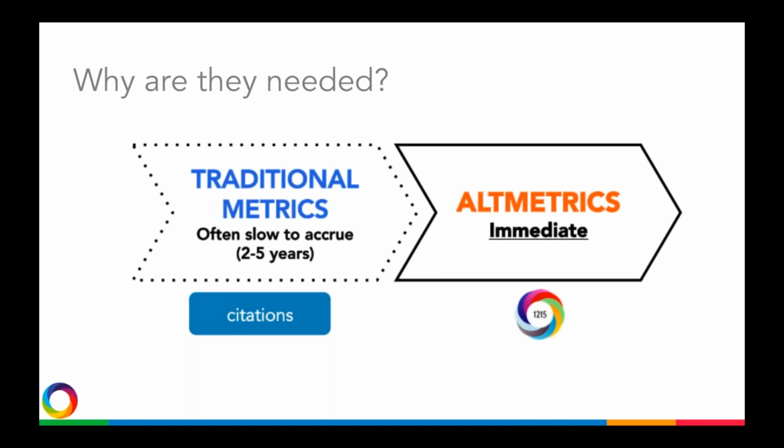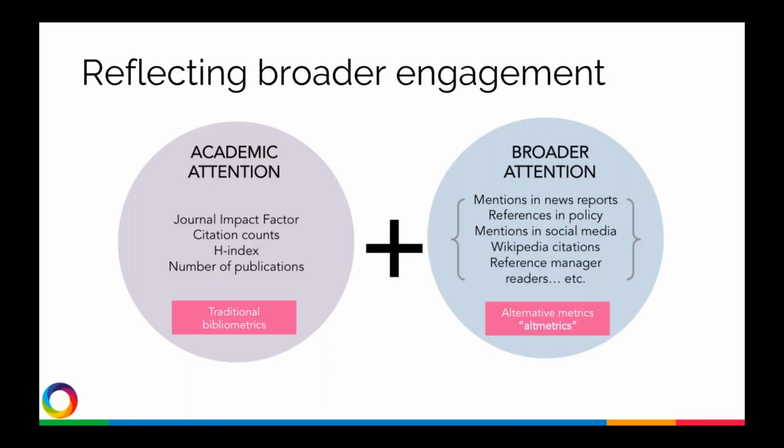Traditional metrics such as citations tend to be quite slow to accrue, taking even a few years to start to appear. So you went a long time without really knowing how a piece of research was being received. Altmetrics, in contrast, as you'll see later, are much more immediate and can help you get a much better idea sooner. So Altmetrics are all about reflecting that broader engagement around a piece of published research.